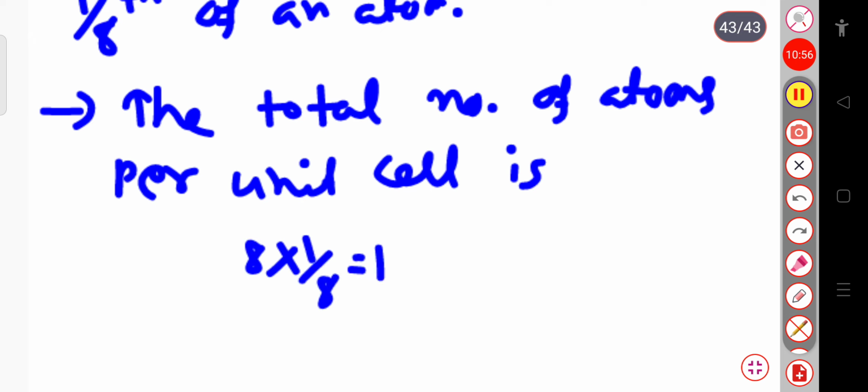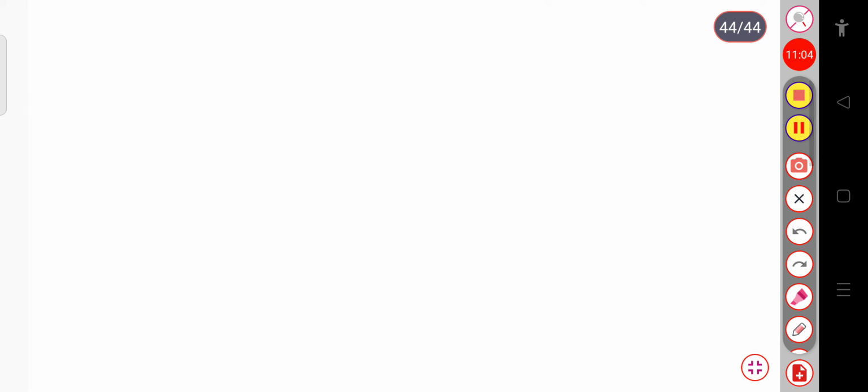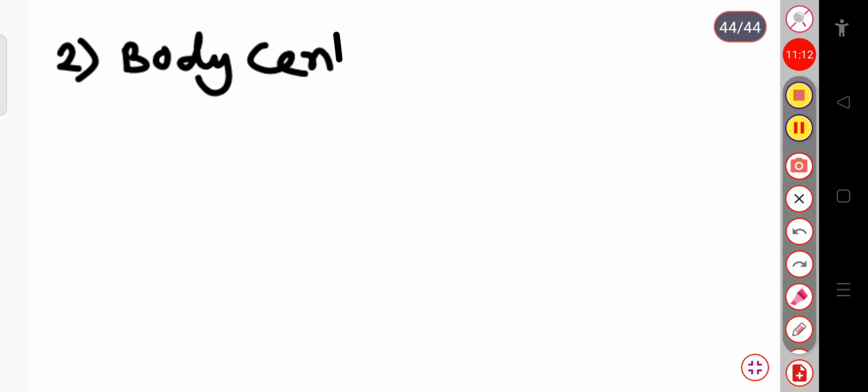Okay. So this is the number of atoms per unit cell in a simple cubic structure, in a simple cubic cell. Now we will see the body centered cubic cell, or this is the BCC structure.